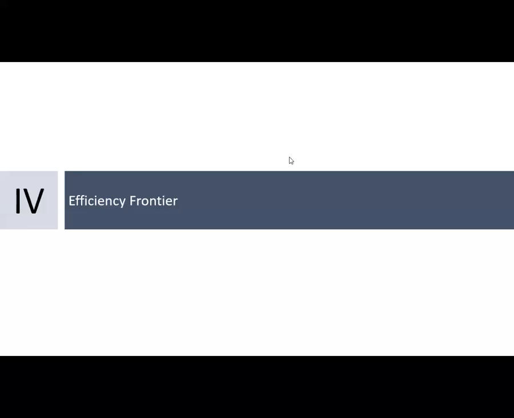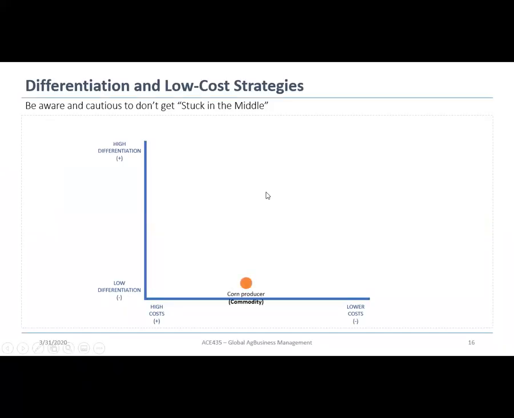Finally, let's talk a little bit about the efficiency frontier. So we talked about costs, low cost strategy and differentiation strategy. And we have here, let's say, those axes. High differentiated up top, low differentiated here on the bottom. Here you have higher costs, or high costs, and lower costs. And to illustrate those, how does it work?